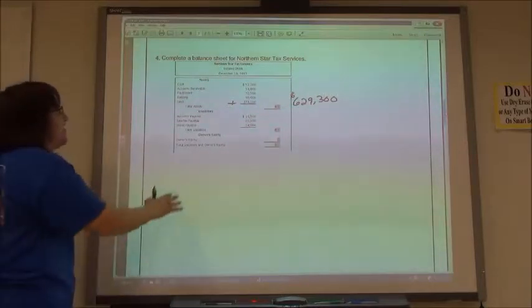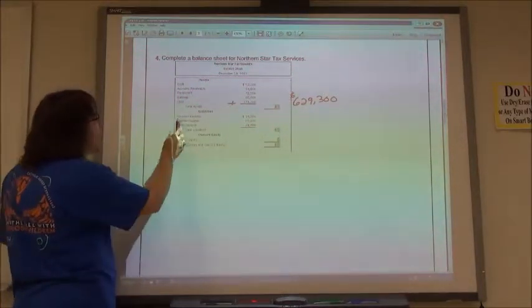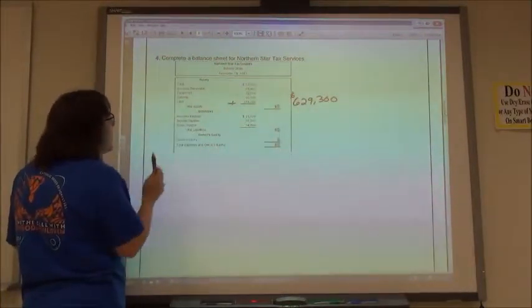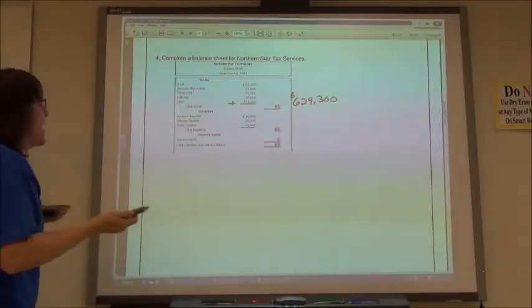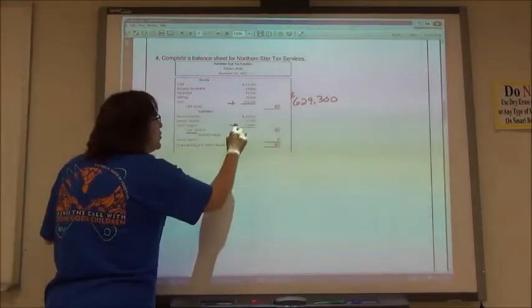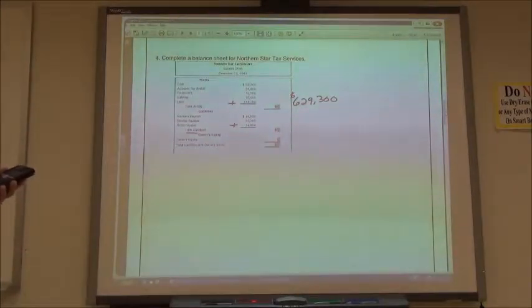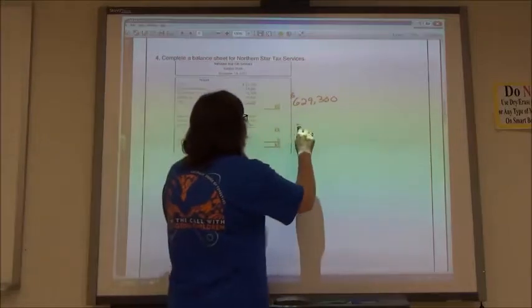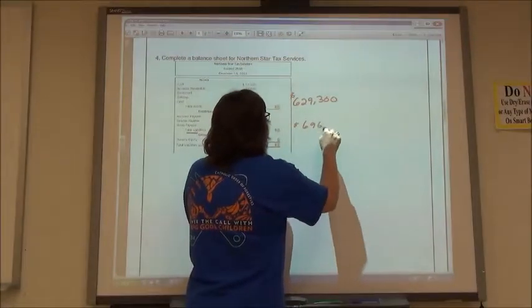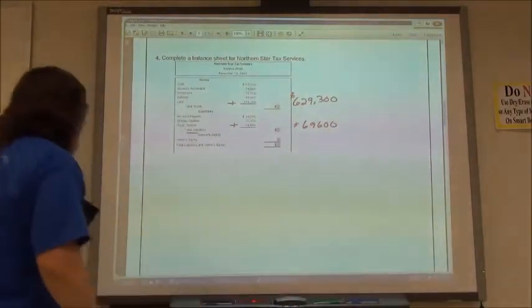Then I have my liabilities. My liabilities include my accounts payable, salaries payable, and notes payable. And again, I want to find the total, so I'm just going to add those up. $14,500 plus $20,300 plus $34,800 gives me $69,600 for my liabilities.